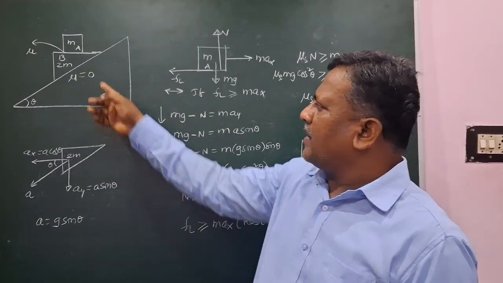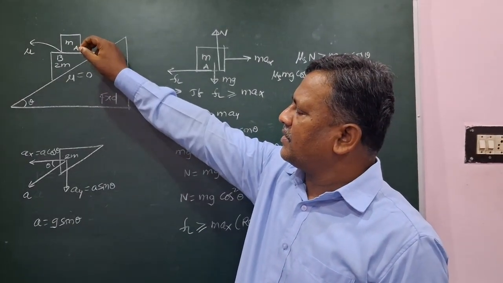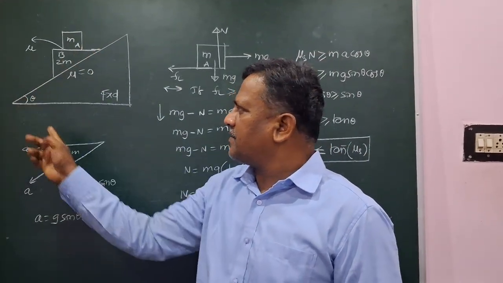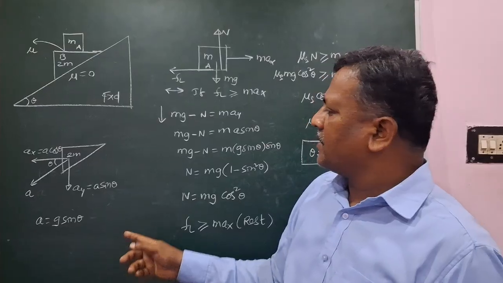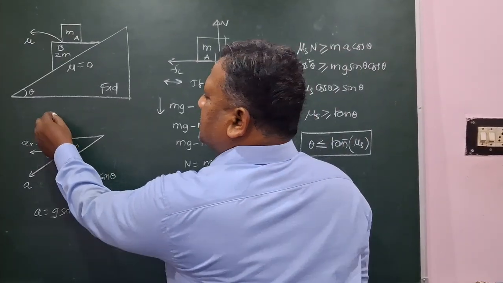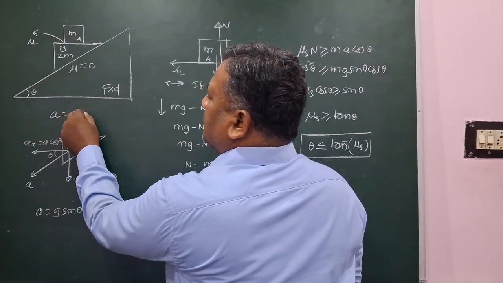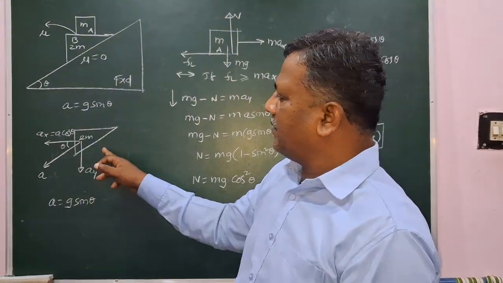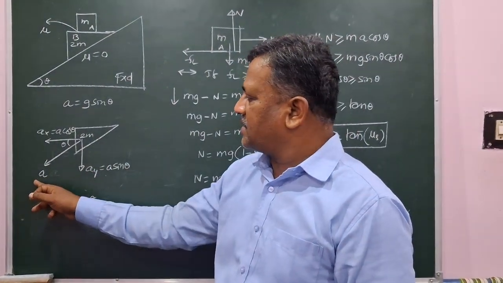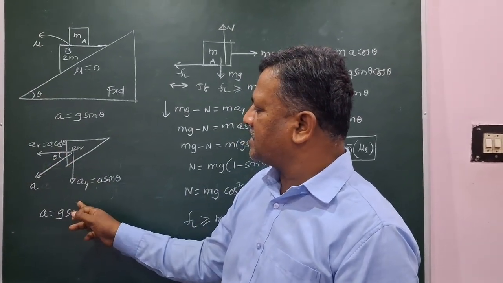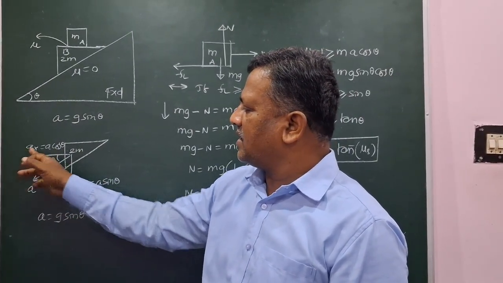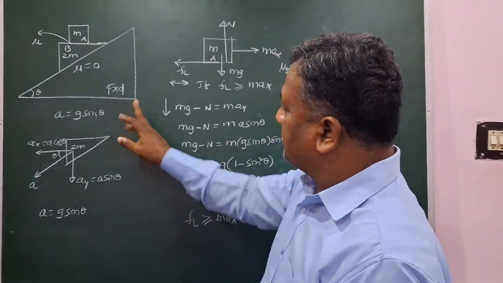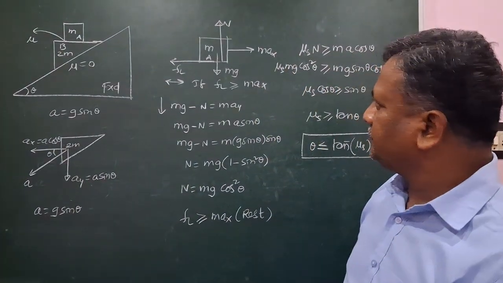Now see, when you release this object and there is no friction, the acceleration of the system, for this block B, is a equal to g sin theta, the acceleration of a body on a smooth inclined plane. Now in this direction, resolving the acceleration into components x and y, it is ax = a cos theta, ay = a sin theta, and here the acceleration magnitude is g sin theta.